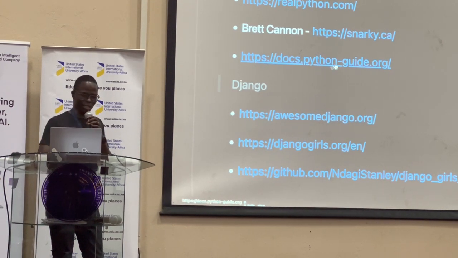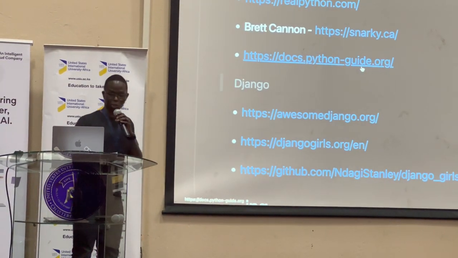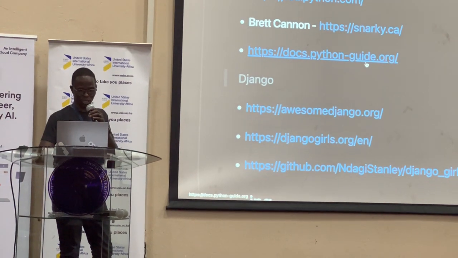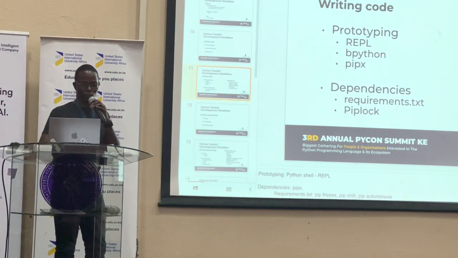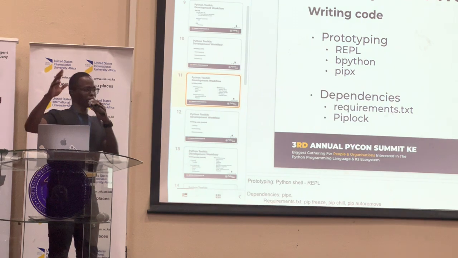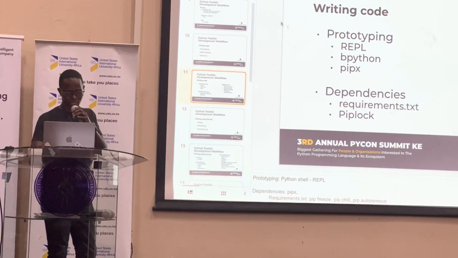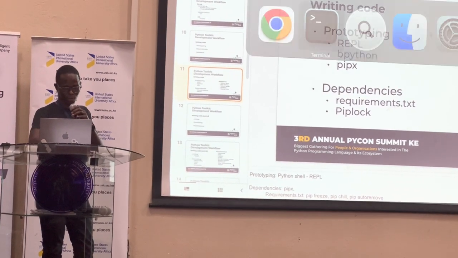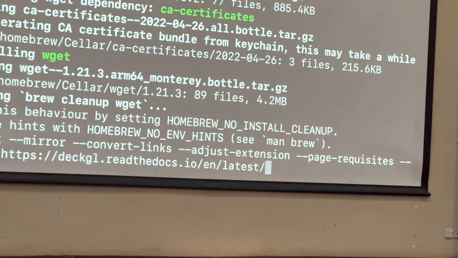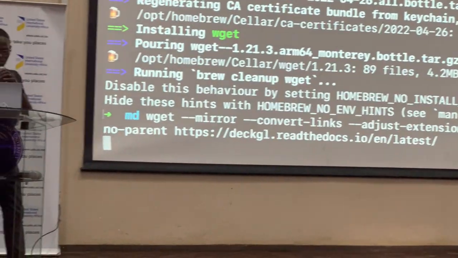And last but not least, there's also python-guide.org as far as resources go. So far, so good? Any questions? All right. Oh, yes, let's just confirm that wget is there, yep. And we can download that site.